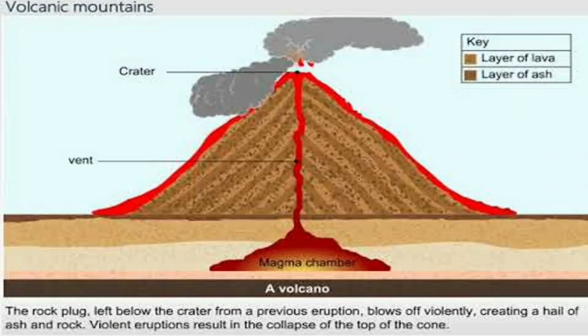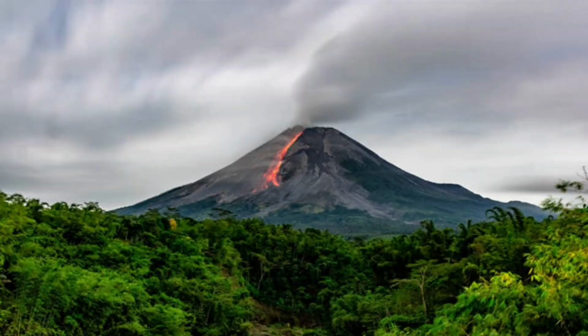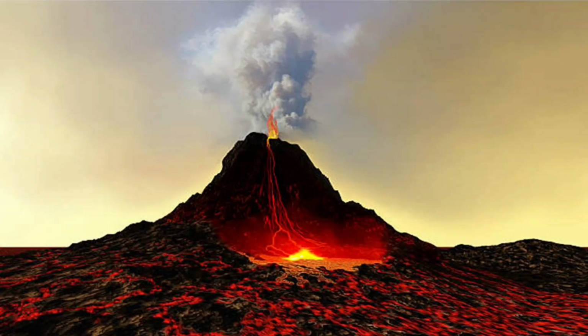mountains. Some mountains are formed when molten, hot and melted, rock from deep inside the earth rises to the surface, forming a volcano. They are called volcanic mountains. Volcanic mountains are formed by the accumulation of lava, ash, and other materials ejected from volcanic vents. These materials build up over time, creating cone-shaped mountains.